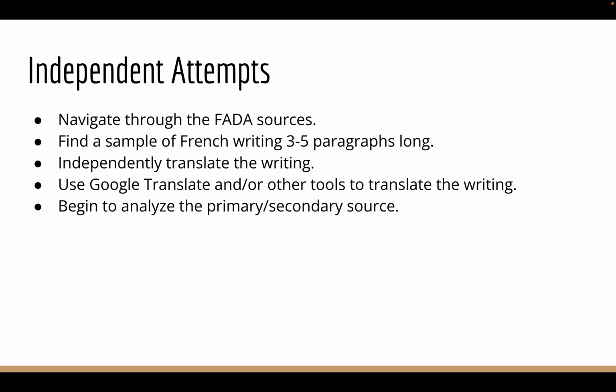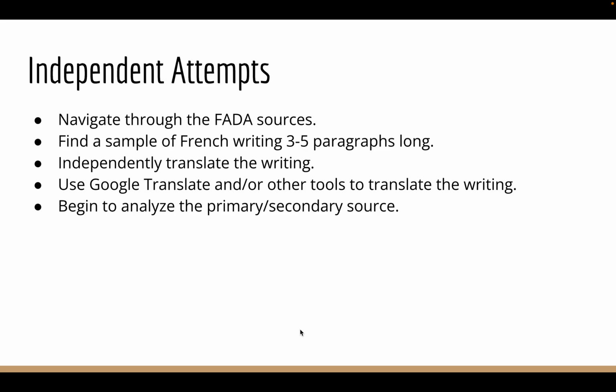Next, you will be challenged to make independent attempts. Navigate through the Franco-American Digital Archive sources that are there. Find a sample of French writing, roughly 3 to 5 paragraphs long. Independently translate the writing, which was shown earlier on slides. Use Google Translate and/or other tools to translate the writing, and then you make your comparison and contrast the difference between what you did independently and what you did with the tool to help you translate.